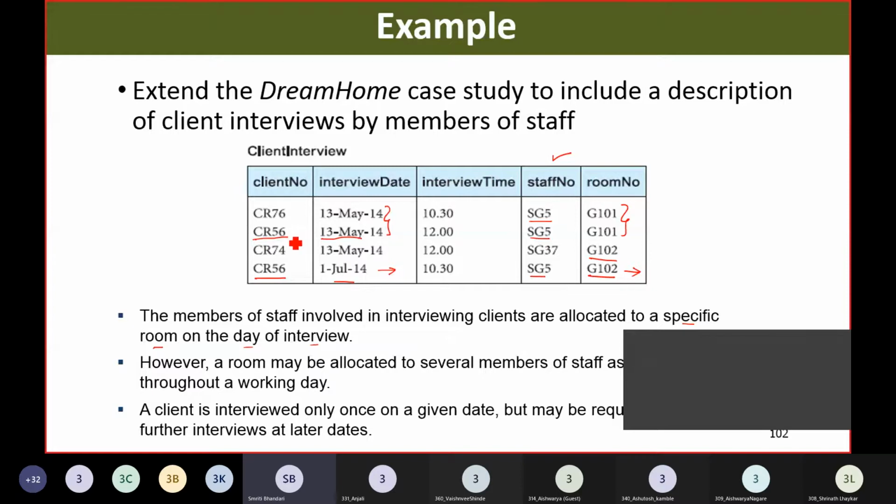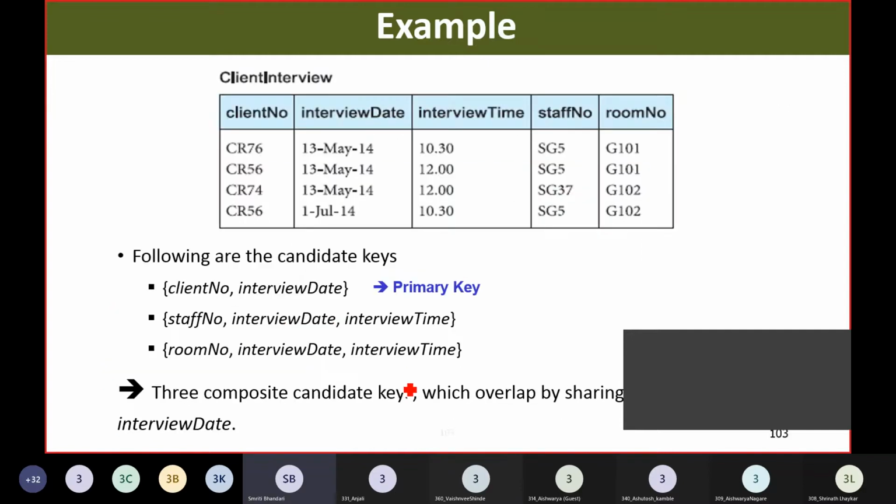Right? So one client may appear for more than one interview on different dates. It will not happen that one client is appearing for the interview more than once on the same date. It will not be possible. Okay, so looking at the data, the description about the data that has been provided, we may come up with several functional dependencies. Right? So, what are those dependencies?